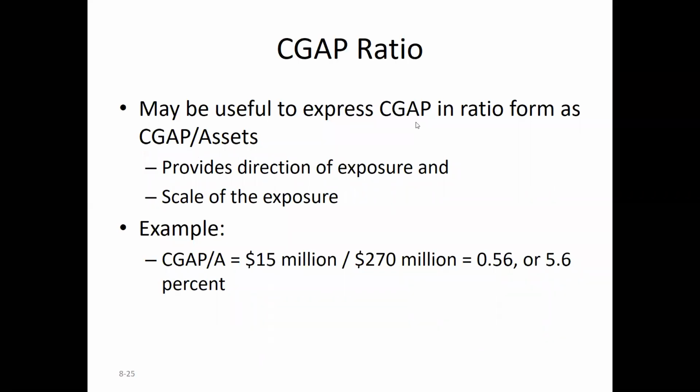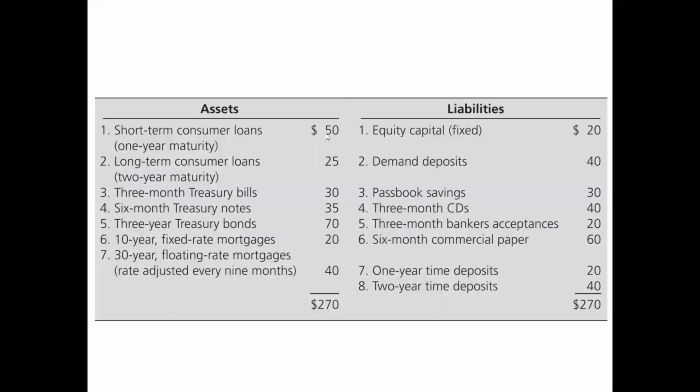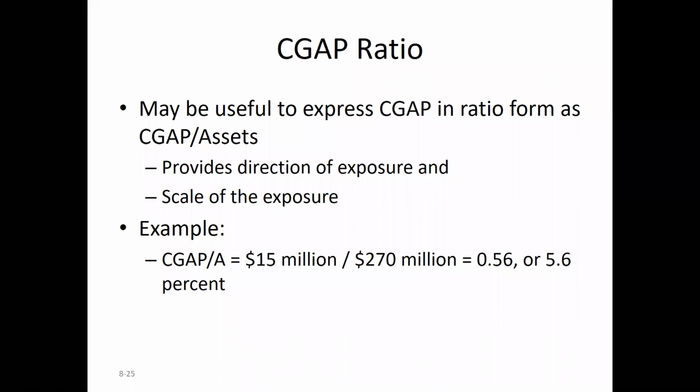So it may be useful to express the cumulative gap ratio in a formula. I'm going to come to solve it with the example, so you will understand better. I'll go to the end of the chapter and we'll solve it. So we can express the cumulative gap as a ratio as well, like cumulative gap divided by 270. It will show, like, 5.6%. It shows how much exposure it provides first, and second, it shows the direction. We can see the direction directly from the cumulative gap itself, whether it's negative or positive.